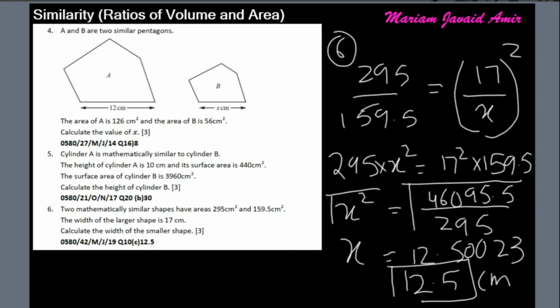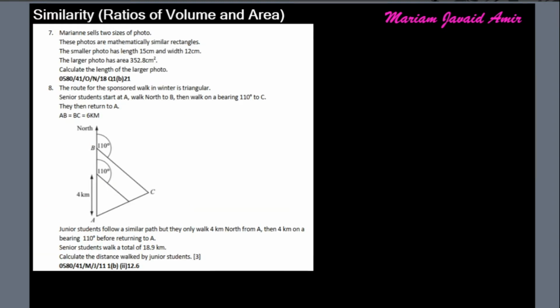Question number 7. Marianne sells two sizes of photos. These photos are mathematically similar rectangles. The smaller photo has length 15 centimeters and width 12 centimeters. The larger photo has area 352.8 centimeters squared. Calculate the length of the larger photo.